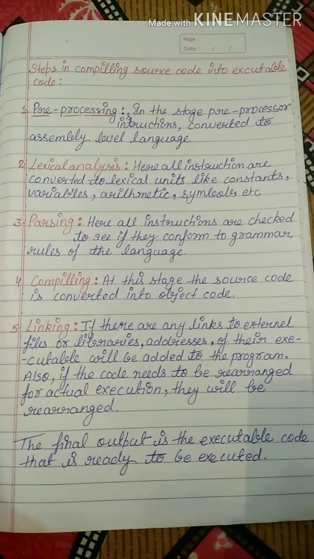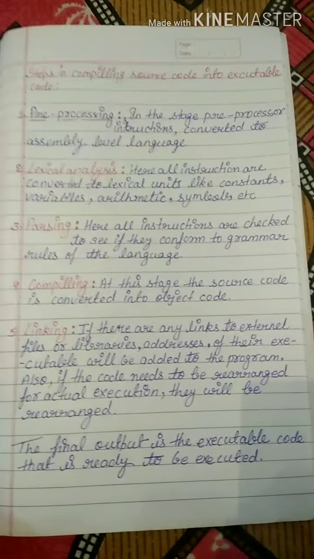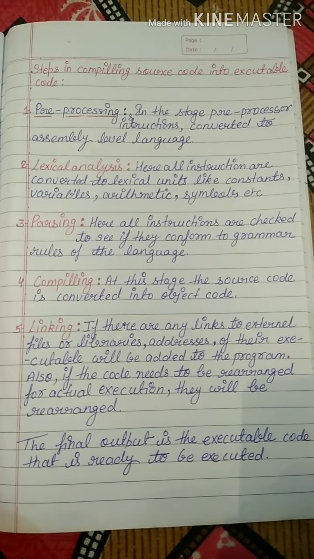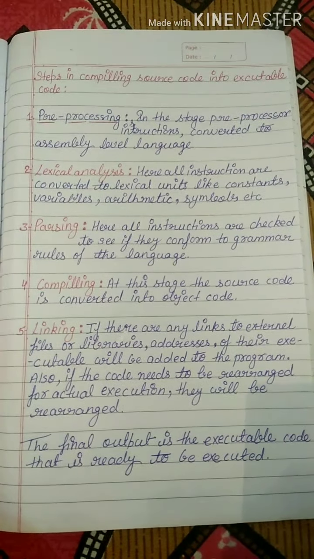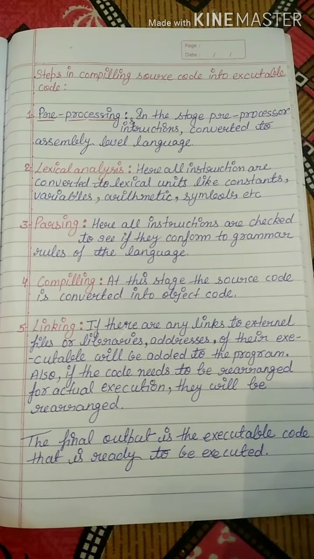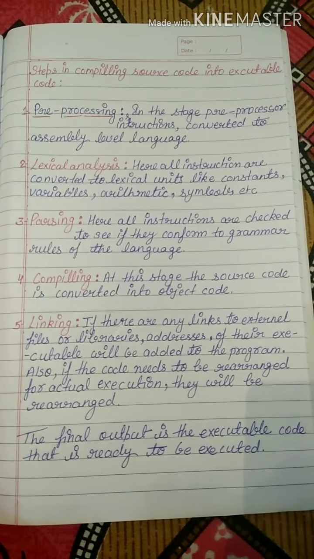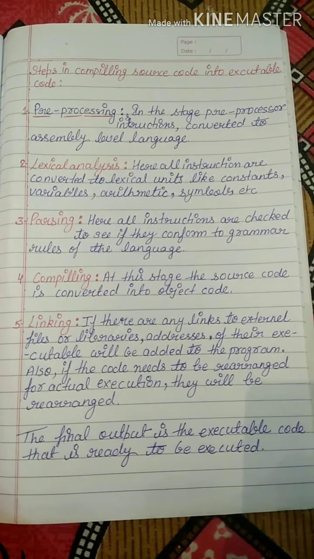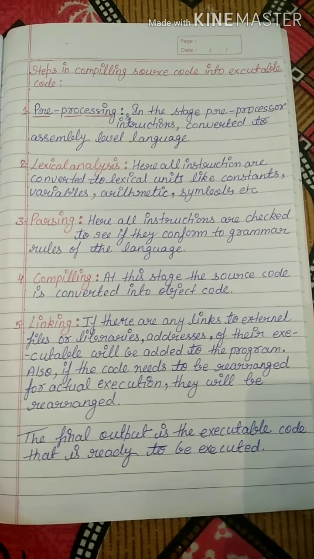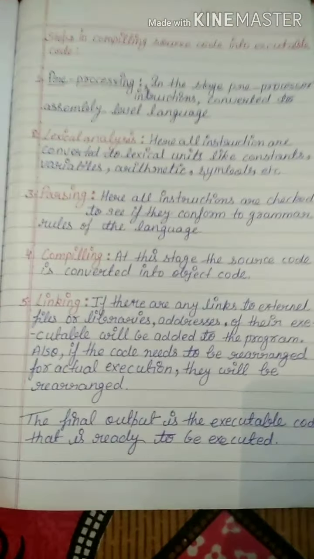Parsing. Here all instructions are checked to see if they are following the grammatical rules of the language. Every high level language will have its own rules. At the parsing level, the compiler will check if the code follows those rules or not. Compiling. Here the source code finally gets converted into the object code. The complete program is interpreted line by line.